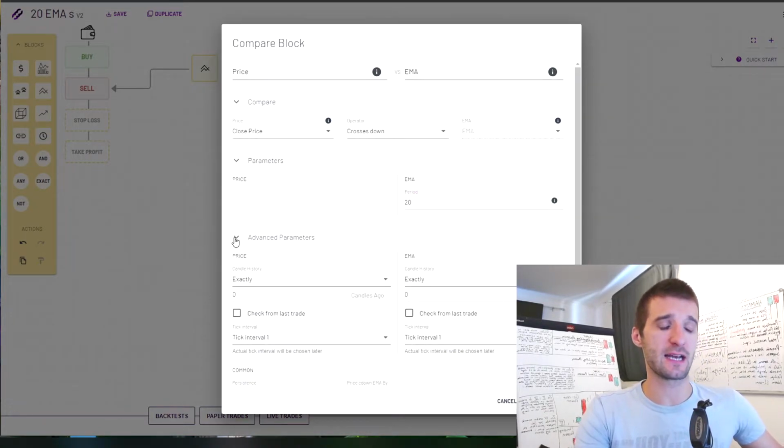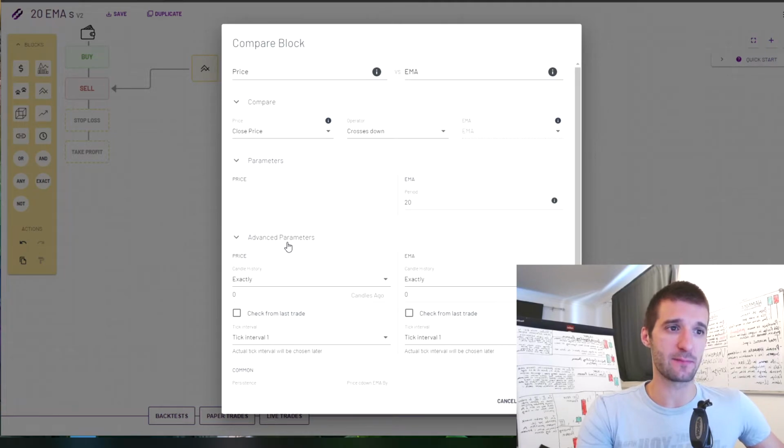Advanced parameters we're not going to touch now because even I don't know how to fill them up, I still need to learn about advanced parameters, but I'm pretty sure that's just about percentage, when to open a position, to be more specific. So if you want to milk every single cent from the market, which I wouldn't recommend anyway, we're going to cover advanced parameters in some other video maybe.